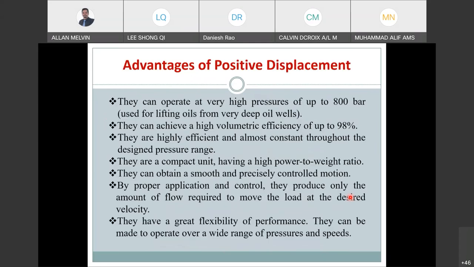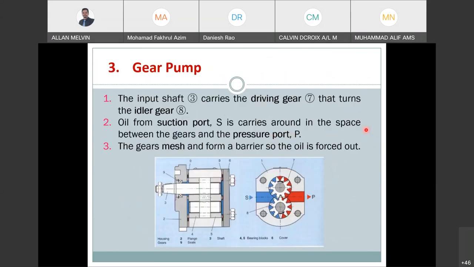Can I ask a question? Okay, Fakhrul Azim, do you have anything to say? Yeah, so we looked at all these types of gears, but they all seem to be an obstacle for the liquid. Is that because they want to make the pressure of the liquid stronger when it comes out?